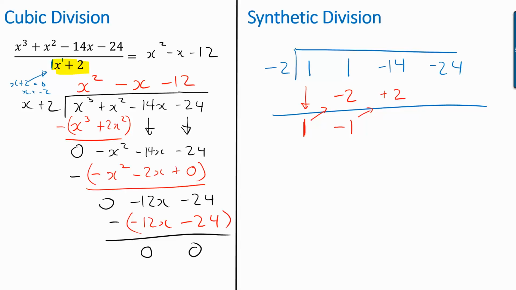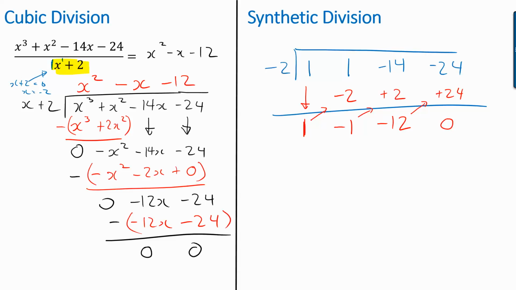That's negative 14 plus 2. Negative 12. Then that's stop. Now you're going to pop again. Negative 2 times negative 12? Positive 24. And then finally, negative 24 plus 24?